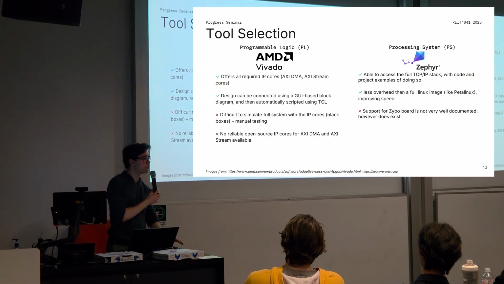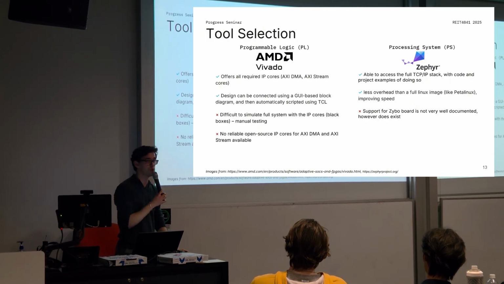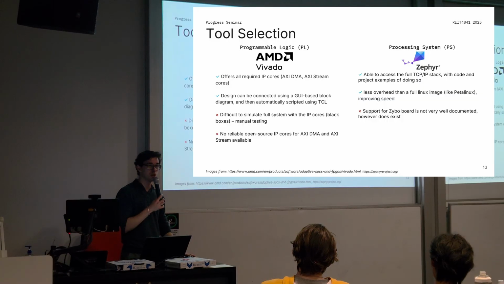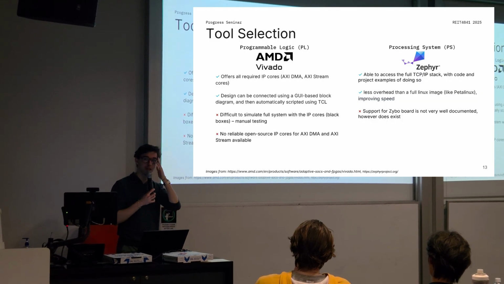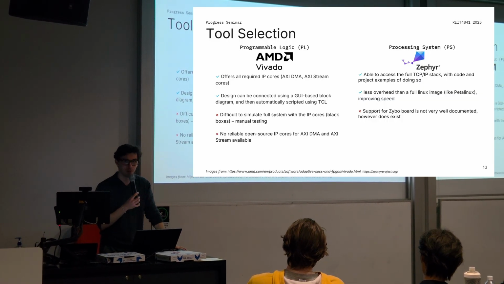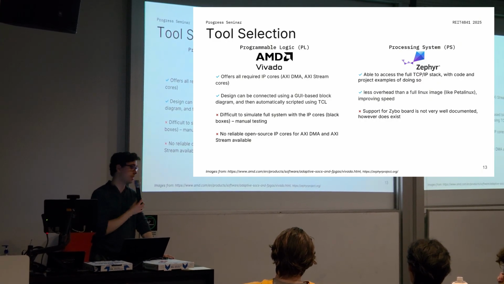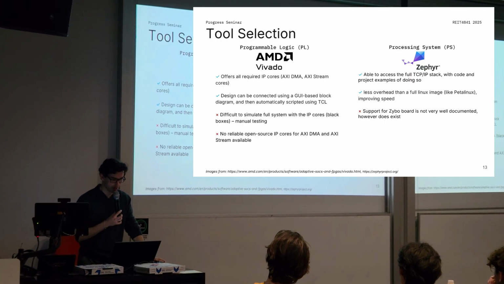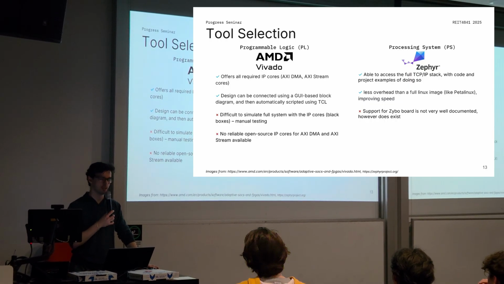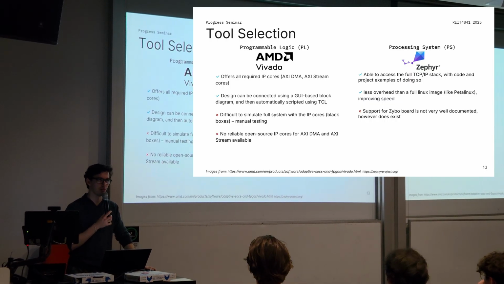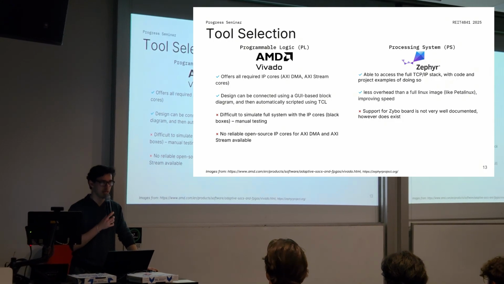Tool selection, honestly, I didn't have a lot of choice. I have to use Vivado because that's the only thing my board is compatible with. I didn't want to buy an FPGA. I eventually got given one, and it only works on Vivado. So that's why I'm using Vivado. But it also has all the cores that I need. The DMA is something I do not want to write myself, and so I can just pop that in.